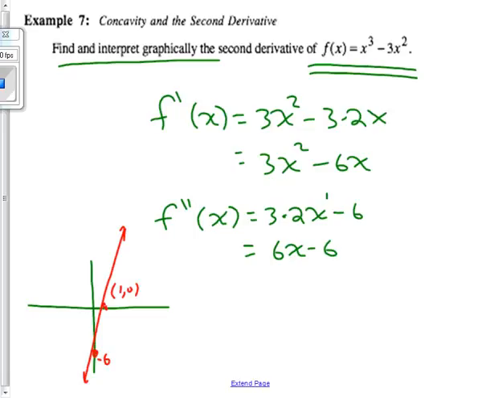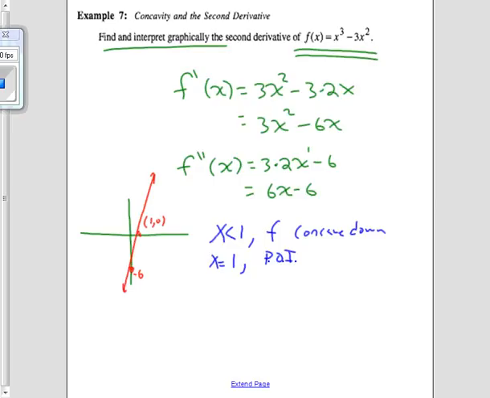And find and interpret the second derivative. Well, what does that mean? It means for x less than 1, f is concave down. And we know that because for x less than 1, my second derivative is less than 0. And at x equals 1, I've got a point of inflection. And for x greater than 1, I know that f is concave up.